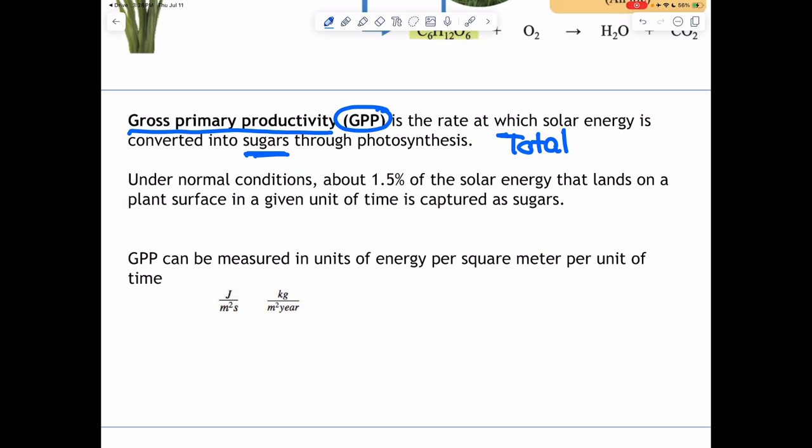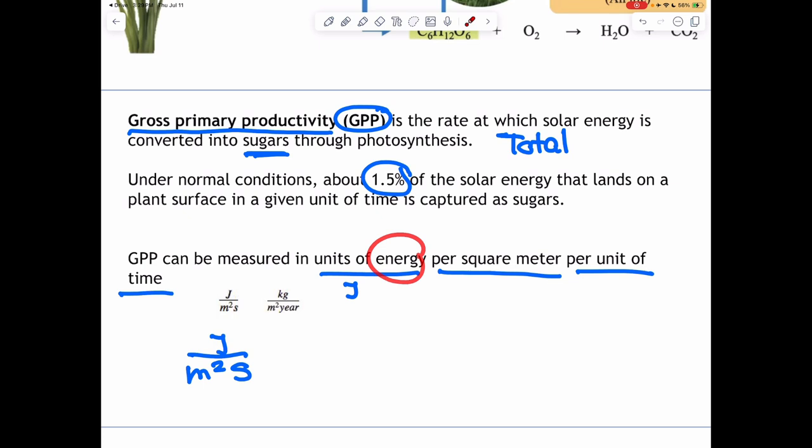Under normal conditions, about 1.5% of the solar energy that lands on a plant's surface is captured and turned into sugars. Most of the time, this is measured in units of energy, so this could be joules per square meter per unit of time. So if you see joules per meter squared per second, it is energy per space per time. That's how we're going to measure our GPP.